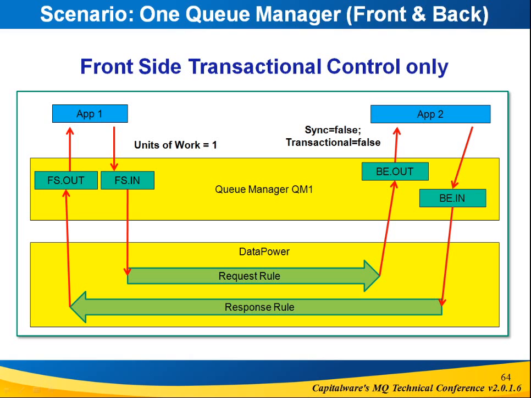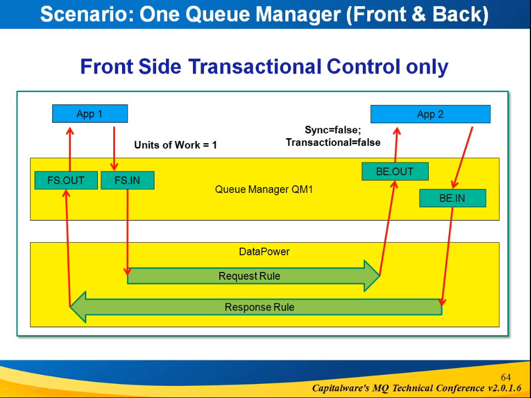Now, what happens if we turn on front side transactional control only? In other words, units of work equals 1, and on the back end we have sync equals false, transactional equals false. Here's what happens. Application 1 puts the message on fs.in. The front side handler for the request rule picks it up and starts a new transaction. That means the message is held on that input queue pending delete, a new unit of work is begun, and it holds that unit of work open until it gets a commit or a rollback.